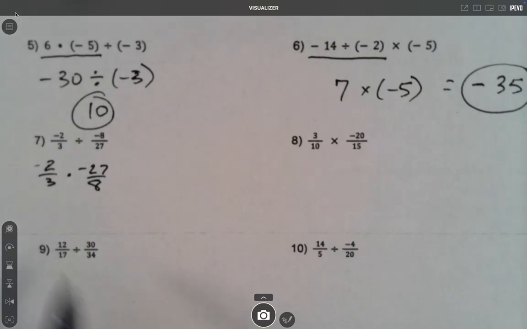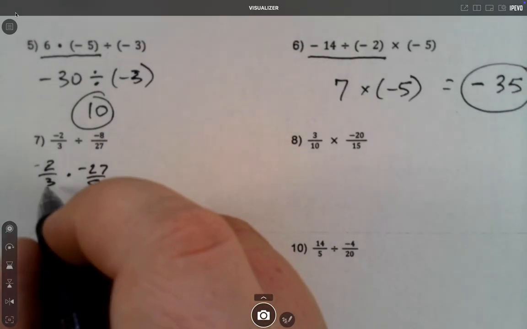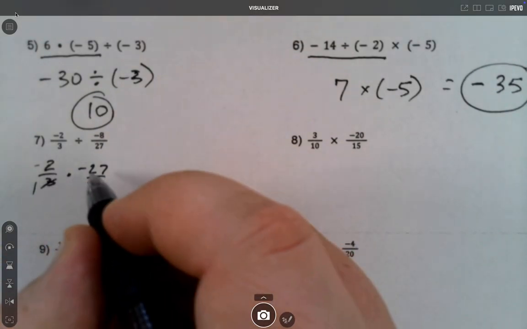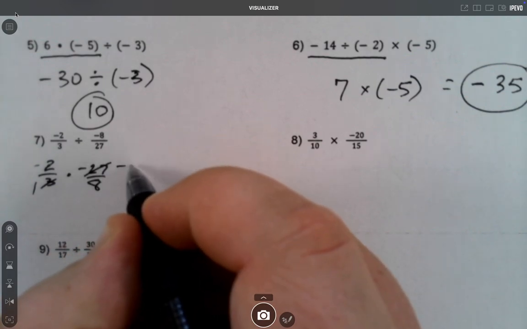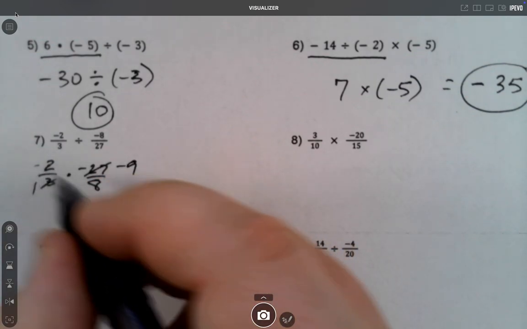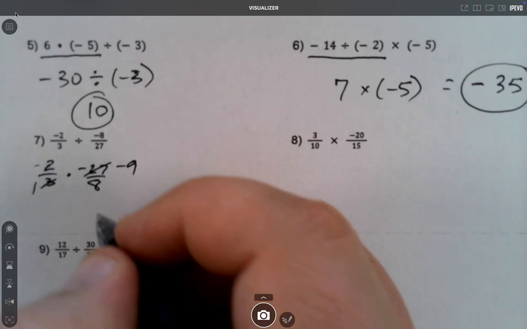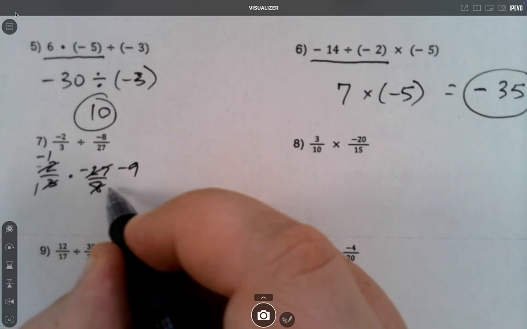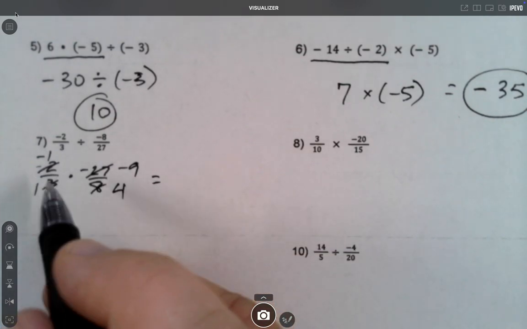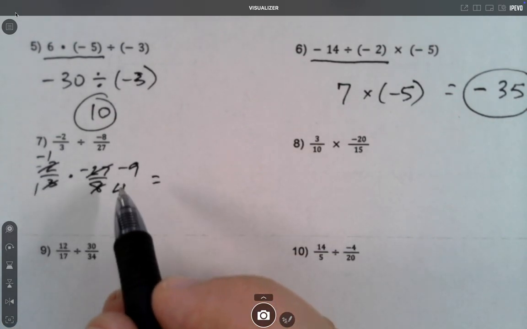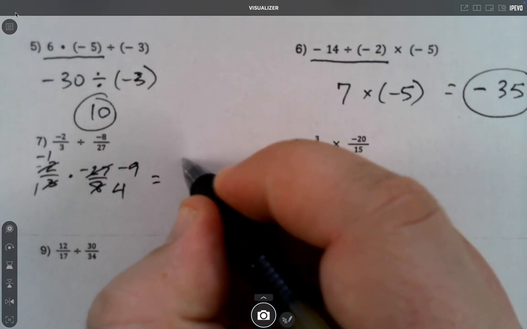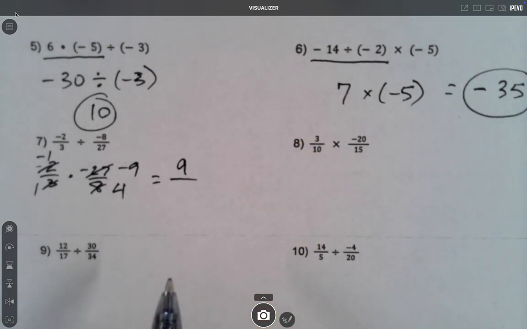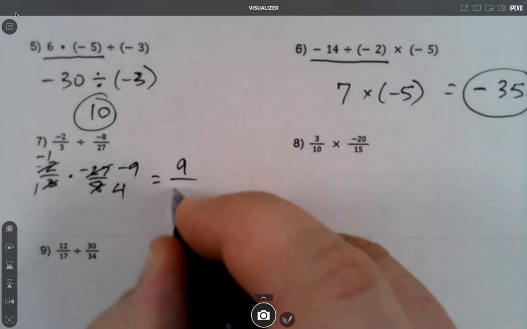Now, after you flip the second fraction, and only the second fraction, upside down, you can cancel some things out. For example, 3 and 27 are both divisible by 3. So 3 divided by 3 is 1. Negative 27 divided by 3 is negative 9. 2 and 8 are both even, so I can divide them both by 2. Negative 2 divided by 2 is negative 1. 8 divided by 2 is 4. So I get negative 1 times negative 9, which gives me a positive 9. So when the signs are the same, they're both negative, the answer is positive. And 1 times 4 is 4.